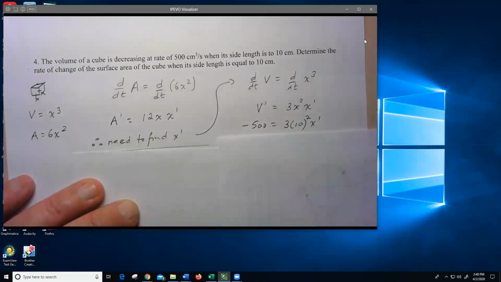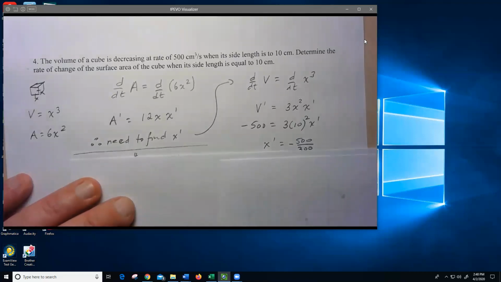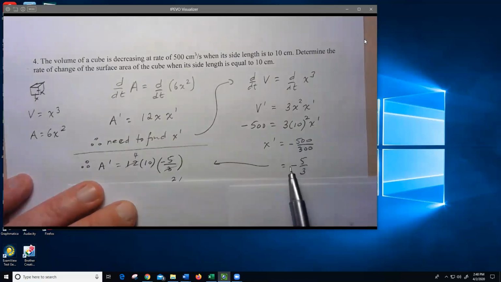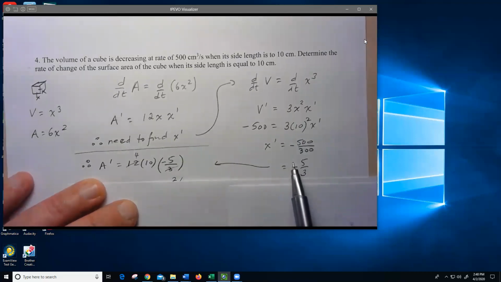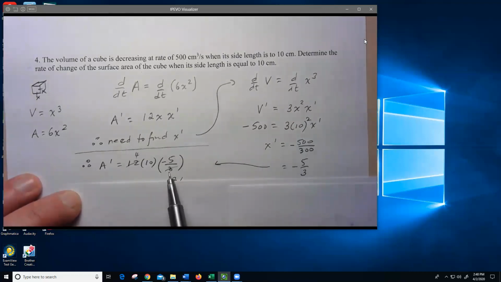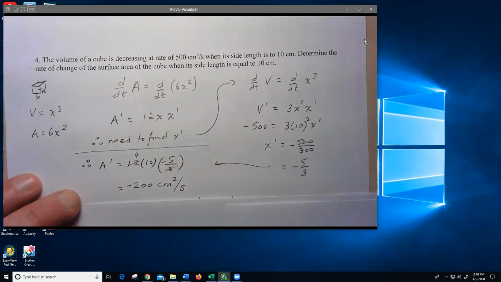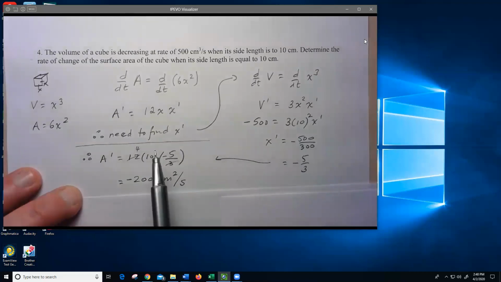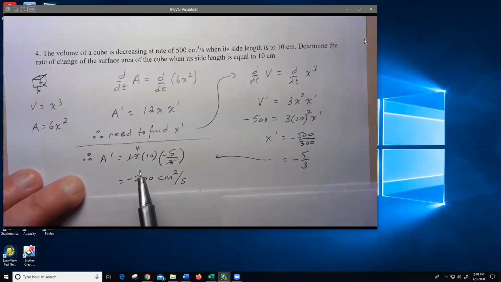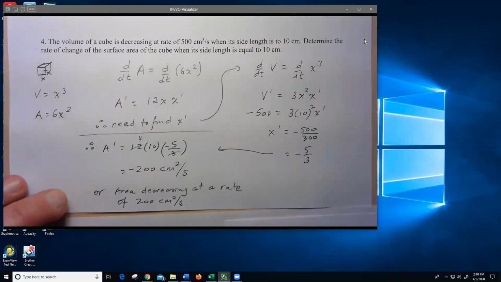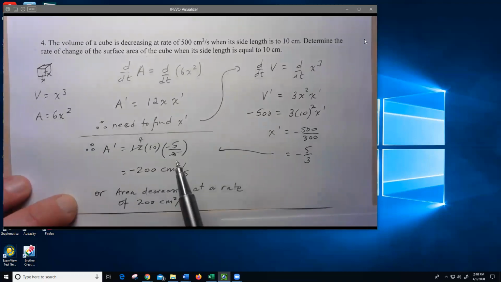I have the x value, so I was able to calculate the rate of change of the side length. And now I was able to input this back into the equation for area, okay? So now I found the rate of change for the side length. I have the specific side length for which I'm determining rate of change of area, and there you go. I end up with my final answer, okay? Now notice here, I can give my answer in two ways.